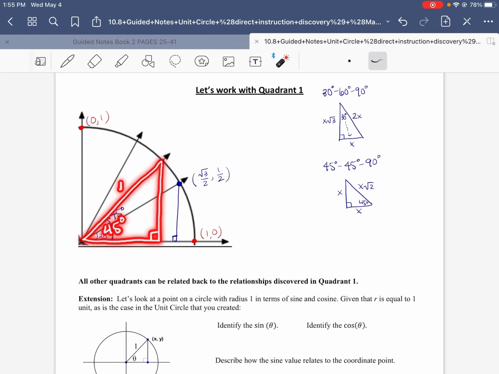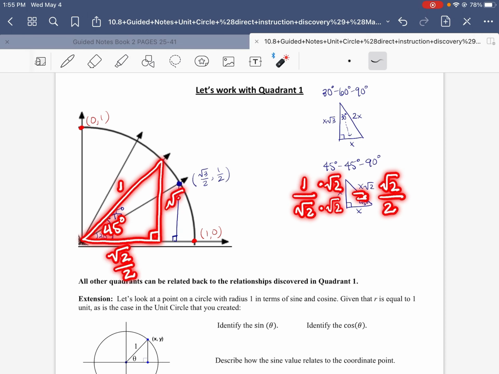So if I know that that is 1, then I know that to find the legs, I need to divide out the square root of 2. And we don't like to leave radicals in the bottom, so we would just rationalize that by multiplying by the square root of 2, which in this case would equal the square root of 2 over 2. So if I come over here and write this, I have the square root of 2 over 2 as that leg, and remember the legs are the same.